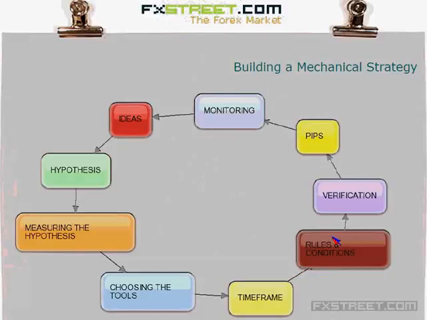Okay. This circle that we see here is in fact composed also of smaller loops, smaller inner circles. Once you choose a tool, you measure a hypothesis, and if it doesn't work, you choose another tool and measure it again, and the same with a time frame, and the same with the rules and conditions. You go back and forth, making smaller circles within the bigger one.